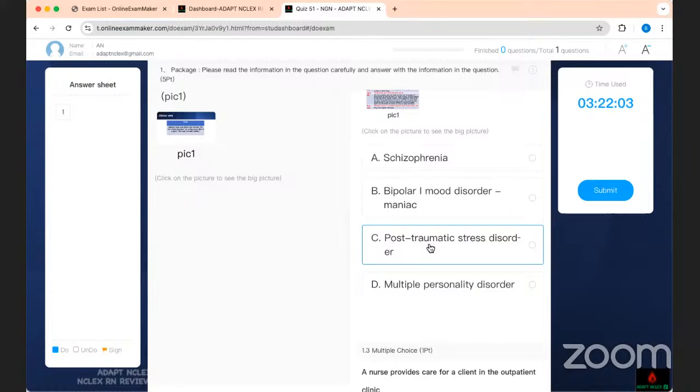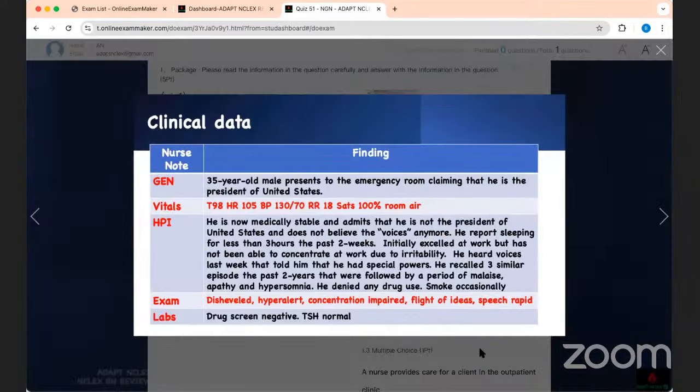He just decided that he does not want to listen to the voices anymore. But he has a concentration problem. His speech is pressured, right? He has flight of ideas, right? He cannot take care of himself. He's disheveled. He is hyperalert. Schizophrenia will not do that. Okay, so this is a bipolar 1 disorder.